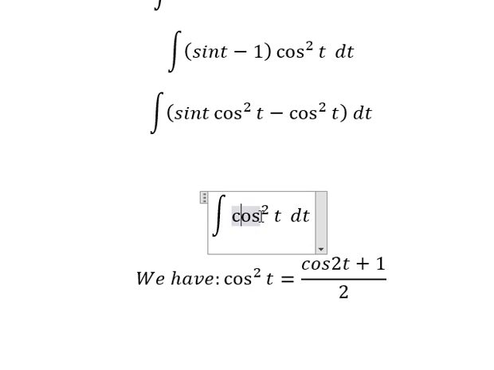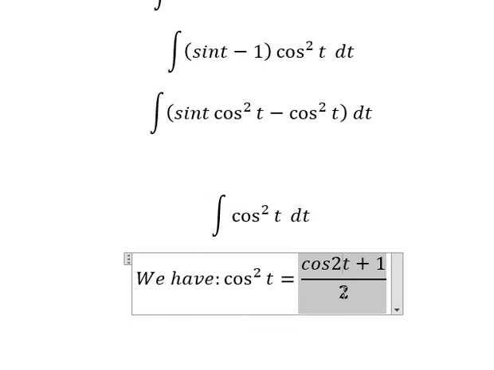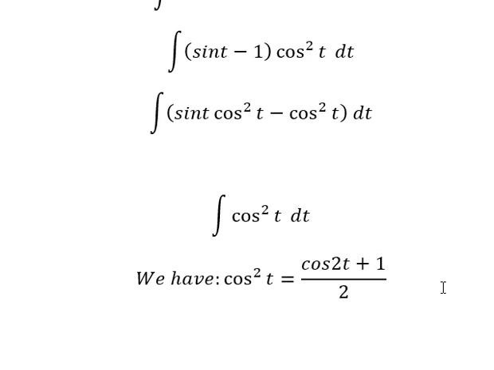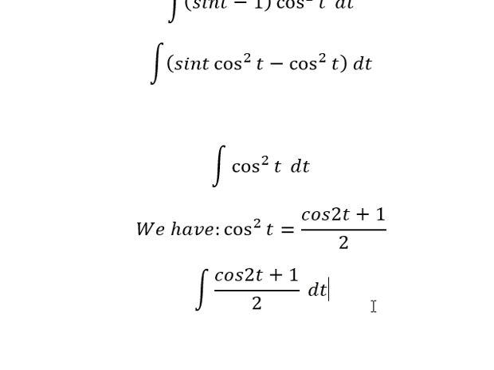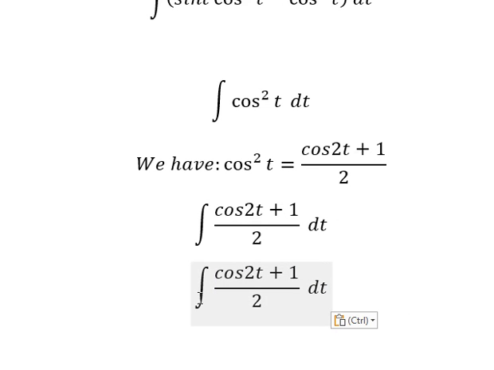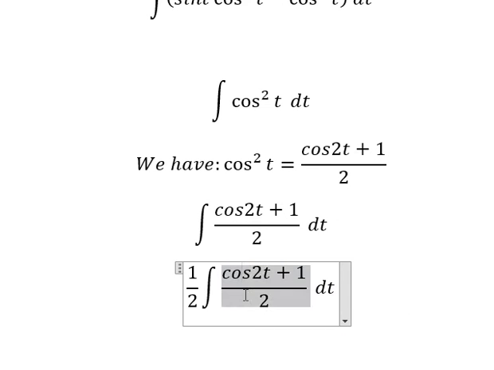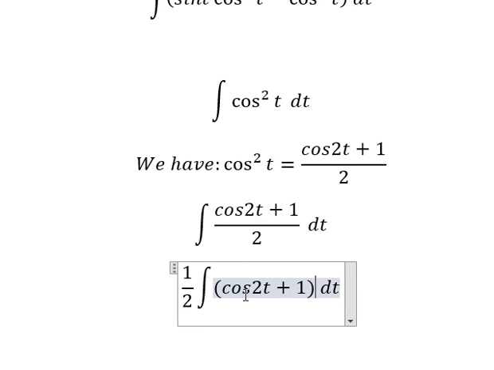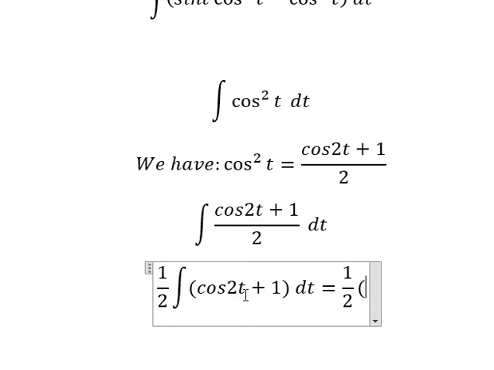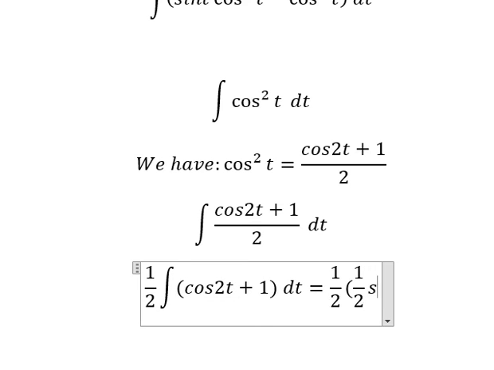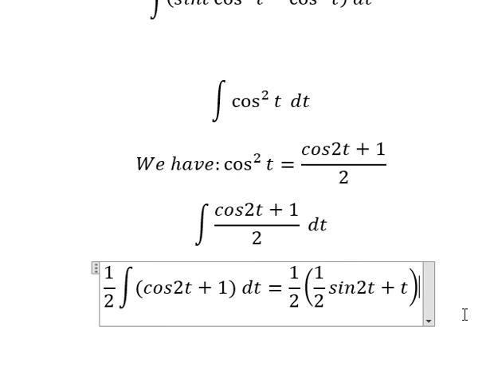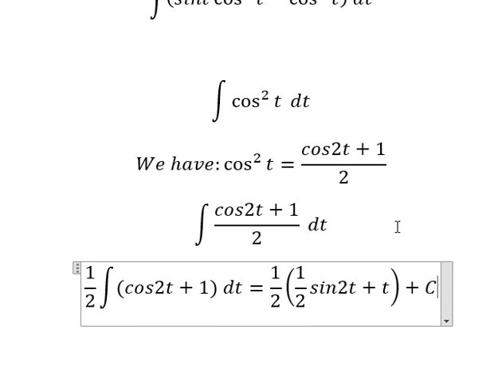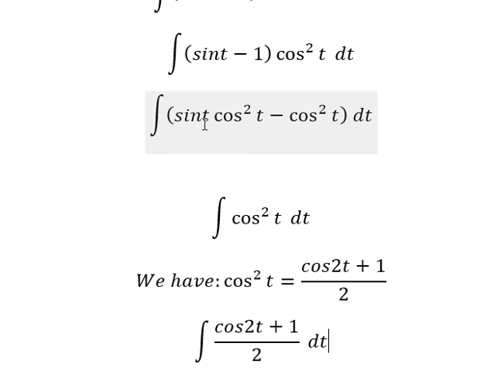Now we need to transform this one into this one. Next, we need to put number 2 outside. The integration of cosine 2t, we have 1 over 2 sine 2t. Number 1 gives t, and later we put c. Now let's go to the second one.